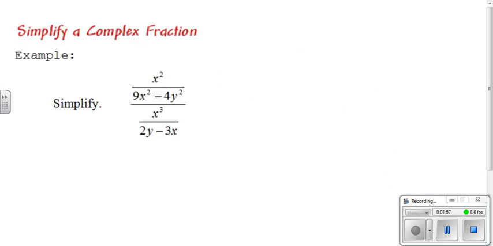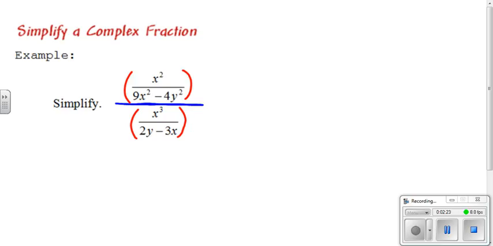So let's see how one of these works. If we have to simplify this complex fraction, I think one of the best helps is to draw in and darken that middle bar so you know exactly where the fraction is stopping. Then we know that we're focusing on this piece as our numerator, and this piece down here is our denominator.